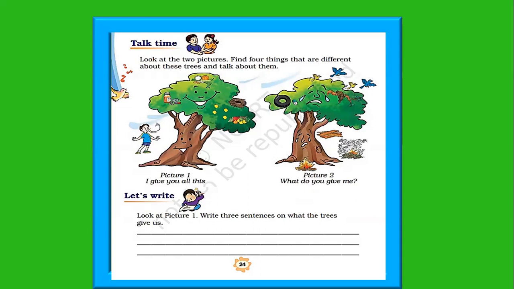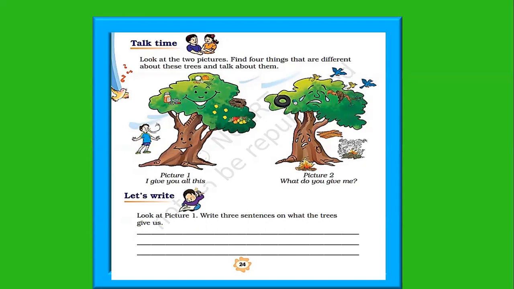The things which trees give us are shown in the first picture, whereas the second picture shows how we harm trees because of our greed and insensitivity. So let's begin, children. In the first picture, the tree is happy as it is inhabited by birds. Children visit to play under its shade. They also get good oxygen to breathe.